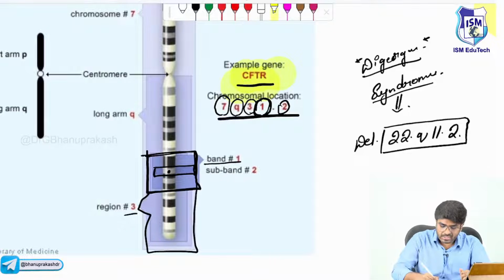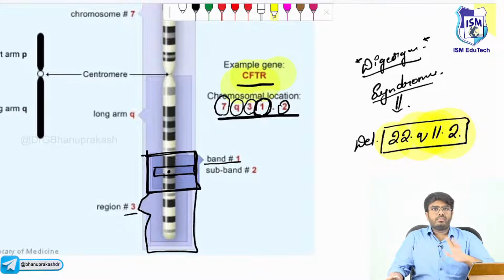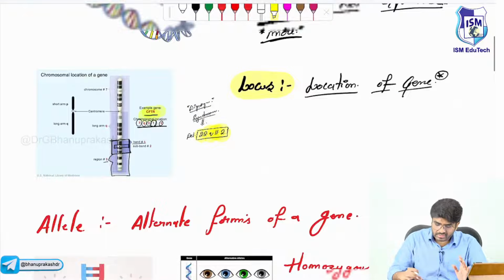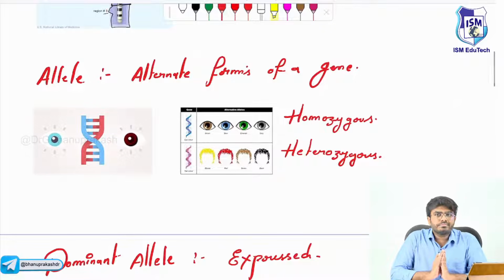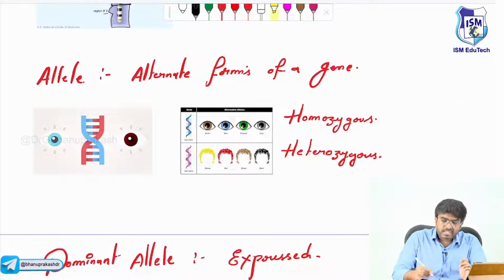Now you know, sir, what is this 22q? 22 is the chromosome number, q is the arm, 1 is the region, 1 is the band and 2 is the subband. So this is the exact location, guys. Now after this, what else you should know? Okay, done. So locus, now you know it.